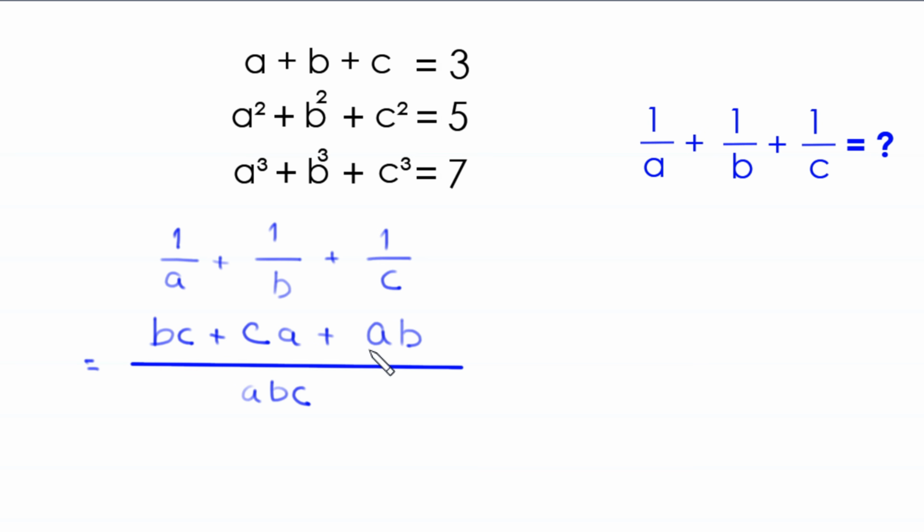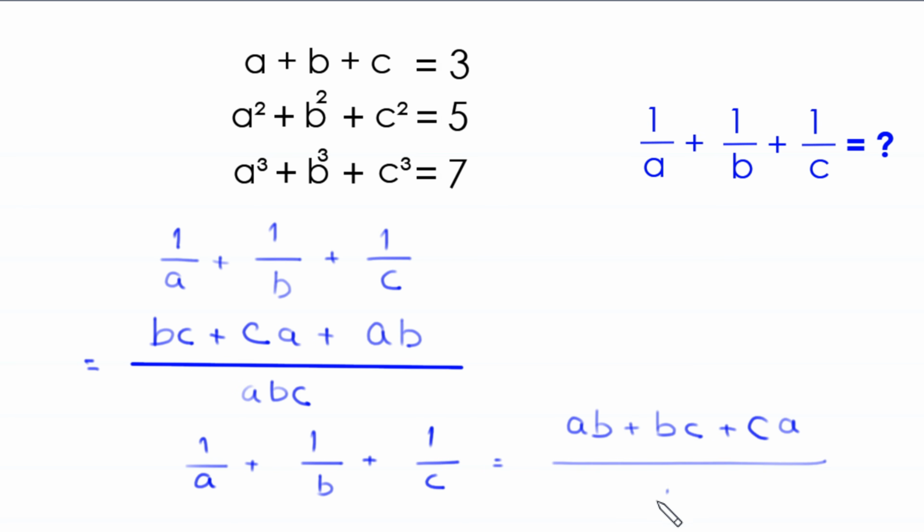It means that this expression 1 over a plus 1 over b plus 1 over c is equal to, rearranging these terms, a times b plus b times c plus c times a divided by a times b times c. So to find the value of 1 over a plus 1 over b plus 1 over c, first we find the value of ab plus bc plus ca, and then we find the value of abc.